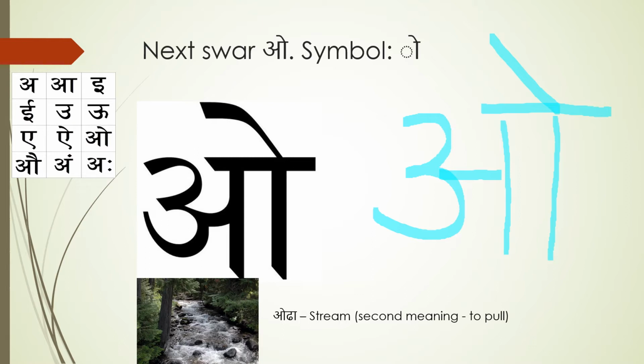How do you write it with an alphabet? Well, let's look at our example. First write a K, then make it a Ka by writing a standing line beside K, and on top of that standing line write a slanting line going towards the margin. Ko. An example of O is Odha. Odha means stream. Incidentally, this word has a second meaning, which also means to pull.